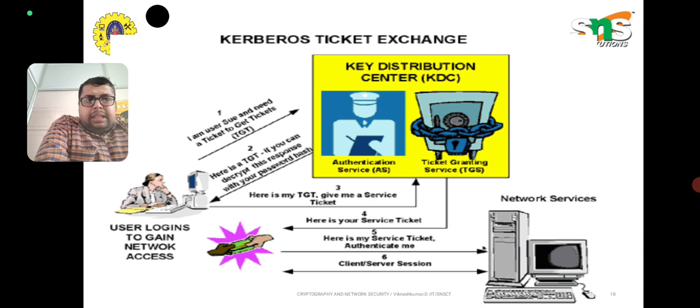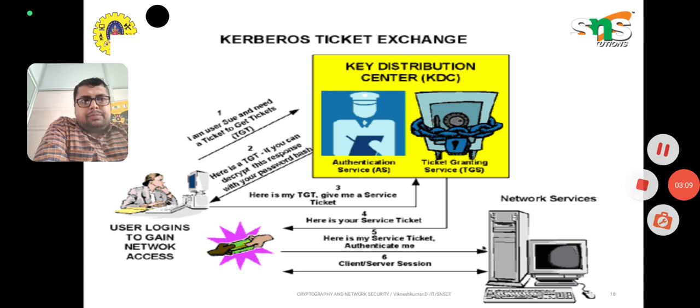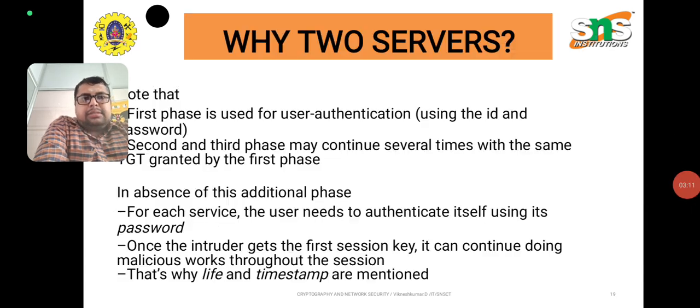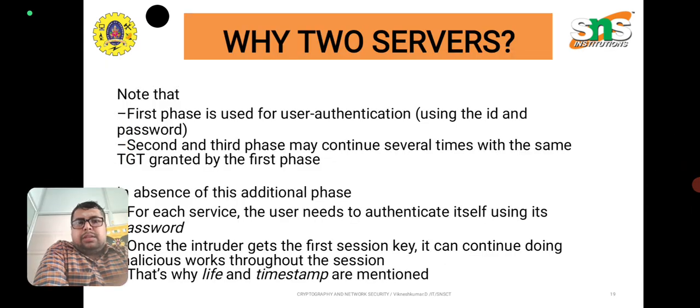The client says to authenticate me. Then that establishes the client-server session from the network services. Hence, that is why we need these services. The first phase is used for user authentication using the ID and password. Second and third phases may continue several times with the same TGT granted by the first phase.